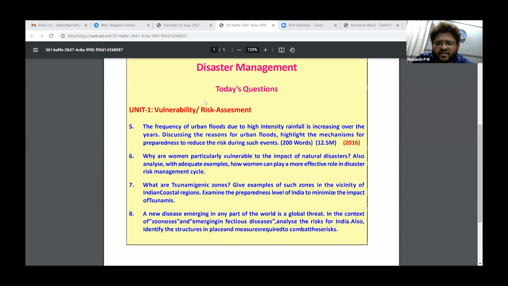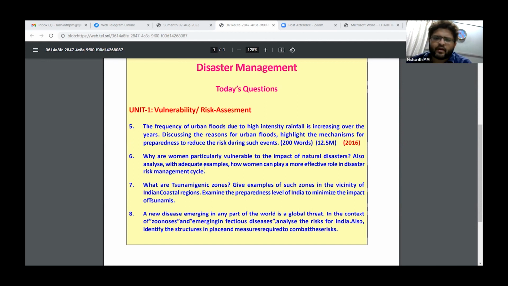Fine. Go to the sixth question. Also analyze with adequate examples how women can play a more effective role in disaster risk management cycle. Give the framework. Yeah, okay, Jitendra. So why are women more vulnerable to the impact of natural disasters? What are natural disasters? Earthquakes, volcanoes, tsunamis, floods, droughts. What else?